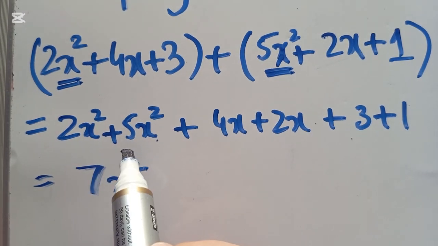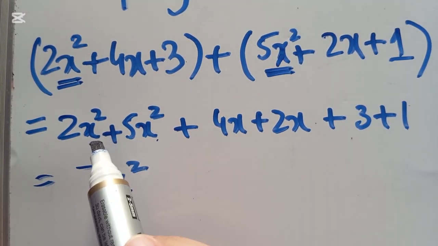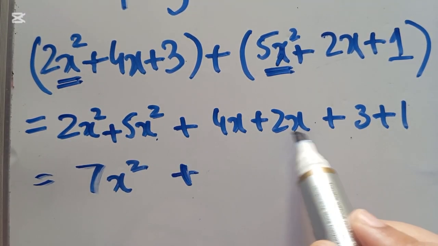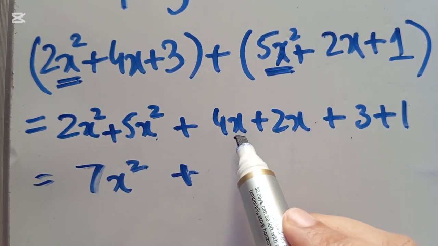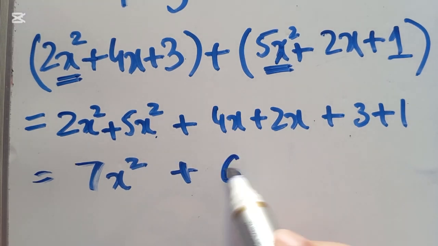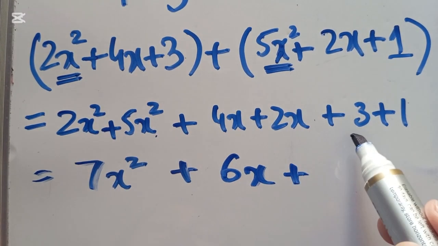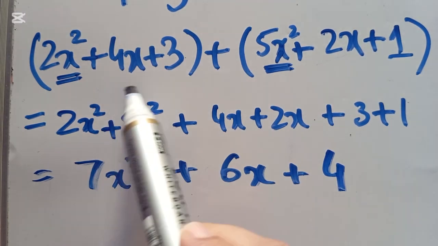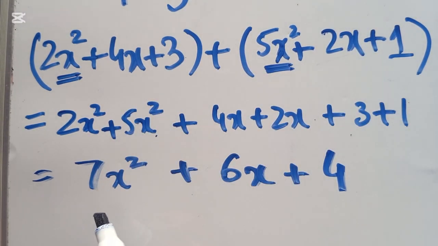Only the coefficients will add and the x square will remain the same. Similarly, here x will remain the same, only the coefficients will be added. And constant will be added in constant, that will be 4. So adding these two polynomials, we will get 7x square plus 6x plus 4.